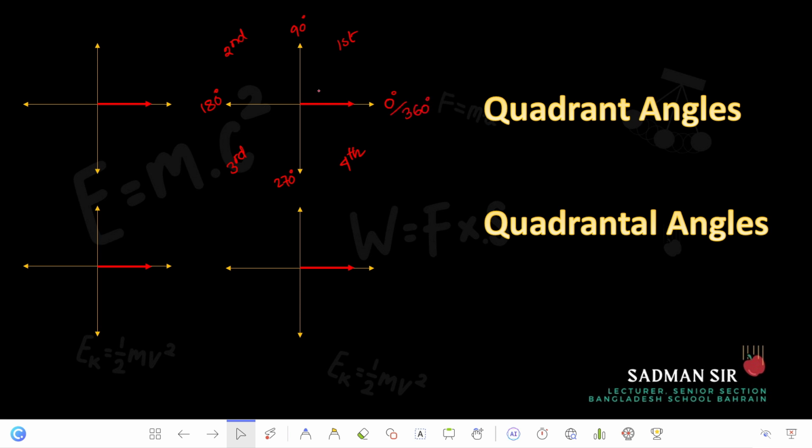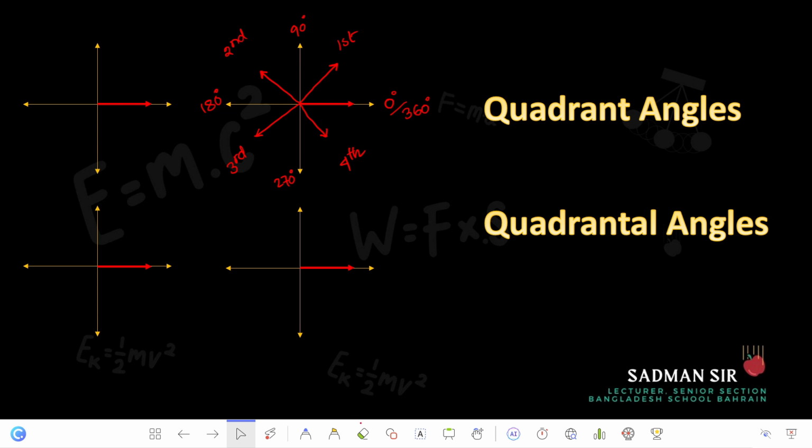So if the ray rotates by an angle less than 90-degree, the terminal position will be here, right? So this angle, which is in the first quadrant, is known as a quadrant angle. Similarly, if it rotates more than 90-degree but less than 180-degree, then the position will be somewhere here, means in the second quadrant. So again, this is a quadrant angle. You might have already gotten an idea about the quadrant angle, right? If it is greater than 180 and less than 270, it is also a quadrant angle, and if it is greater than 270 but less than 360, then also it is a quadrant angle.